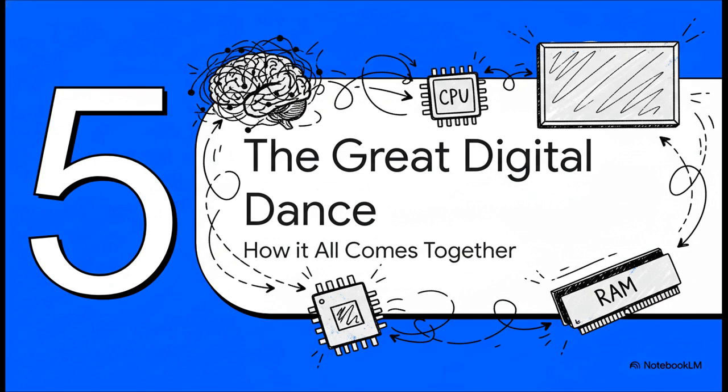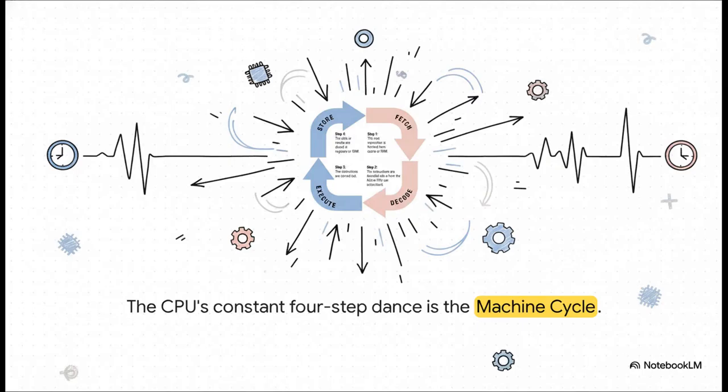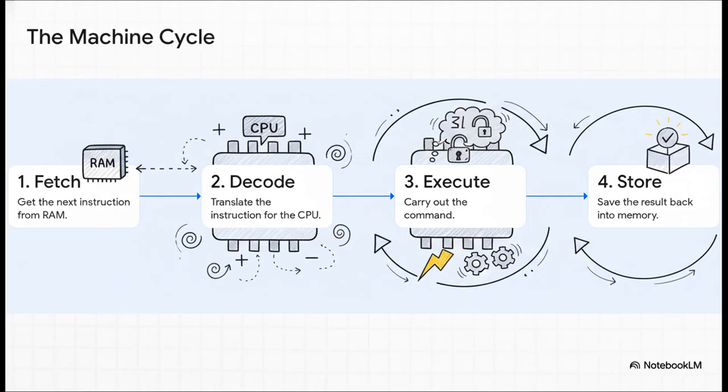Now it's time to see how they work together. And this isn't just some boring process. It's a constant, blindingly fast digital dance that literally brings your computer to life. This dance is called the machine cycle. The CPU does this 4-step loop over and over and over again, millions, sometimes even billions of times every single second. It is the fundamental heartbeat of all computing. And it all happens in 4 simple steps.